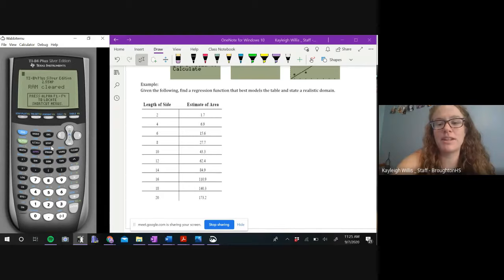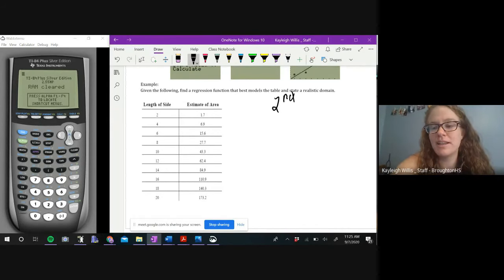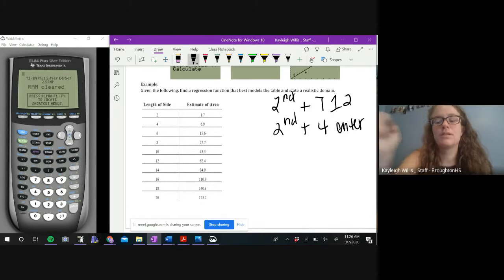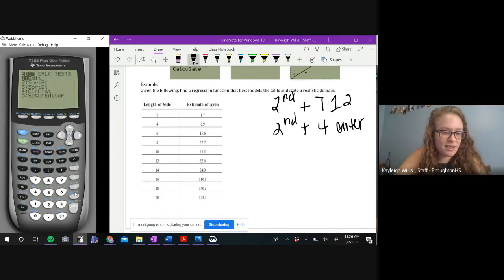So I'm just going to write that down real quick. If you want to clear the whole calculator, you do second plus 7, 1, 2. If you just want to clear the list, it's second plus 4, enter. All right. So I'm going to go to my stat. I'm going to go to edit, and I'm going to type this in.